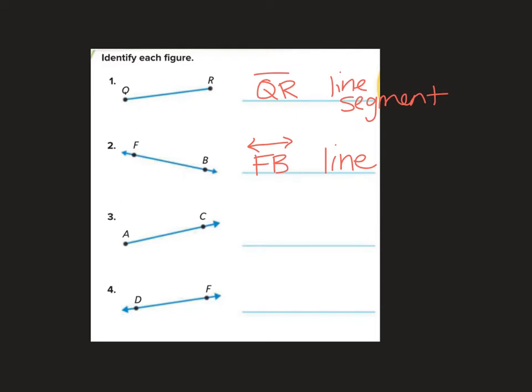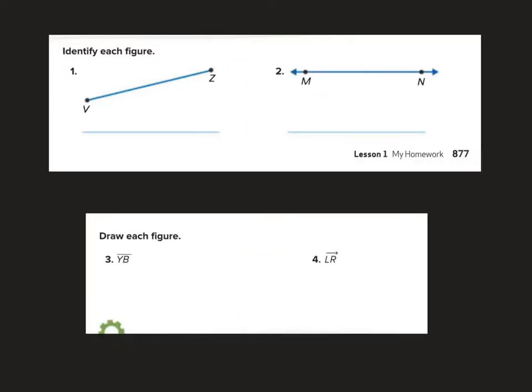Okay, this is a ray, so I'm going to do starts with A, goes to C, then goes on forever. This is a ray. And then here we have another line, D, F, put arrows on both sides. This is a line. Okay, here we have a line segment. So this is line segment VZ. Line segment because it has 2 endpoints. This is line MN, a line.